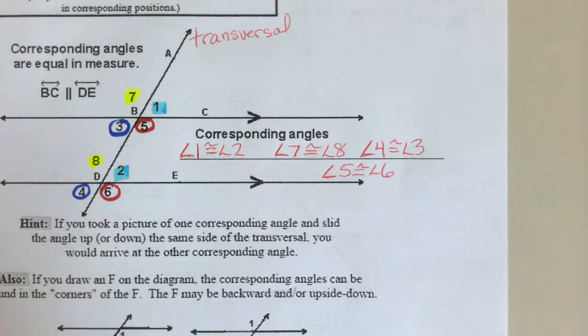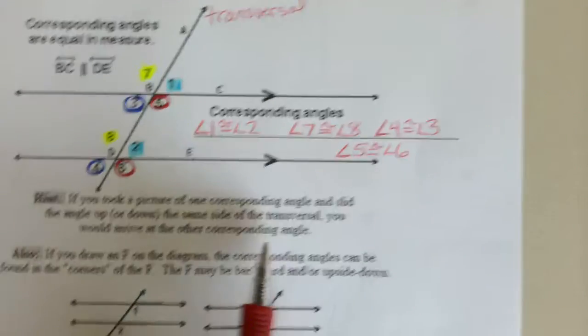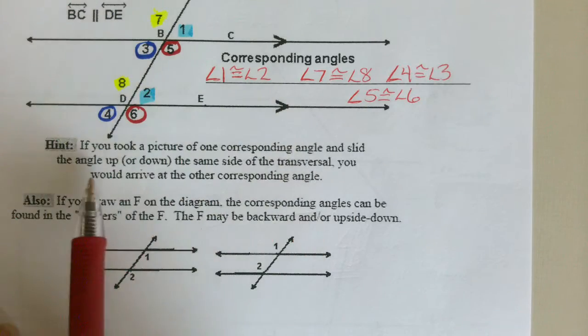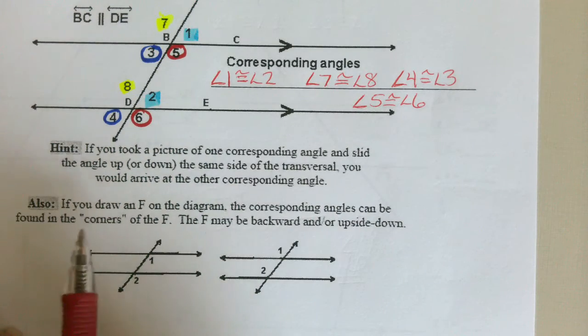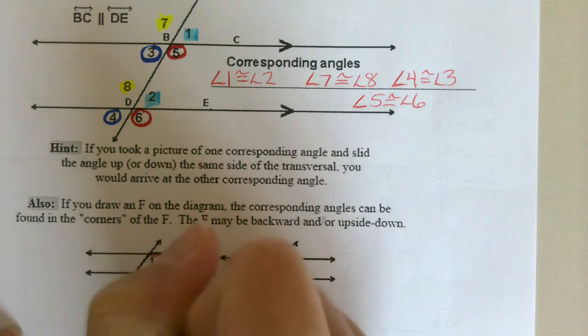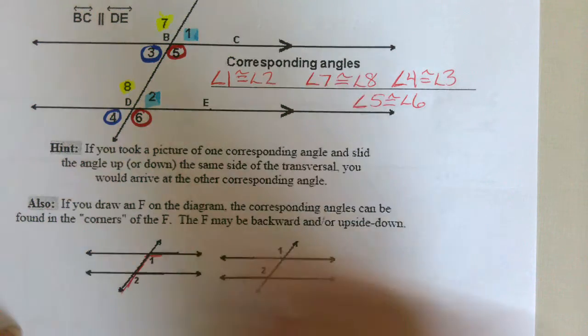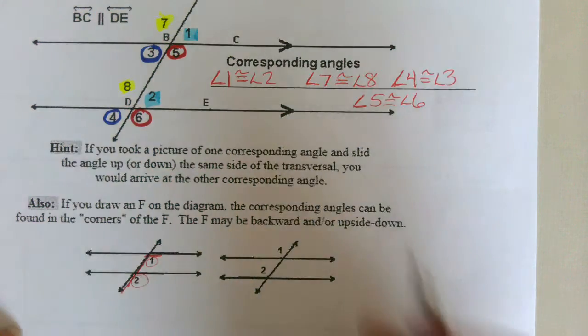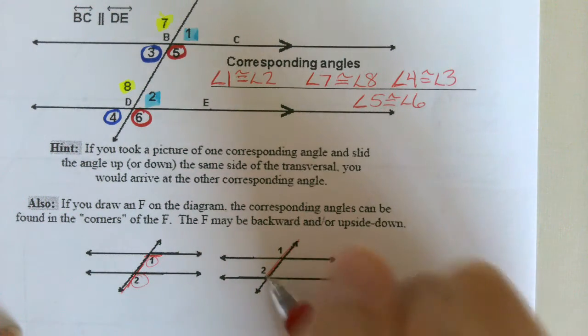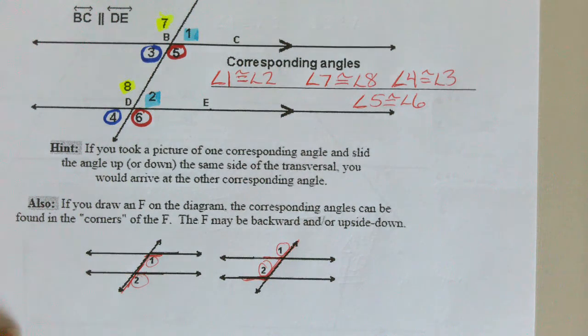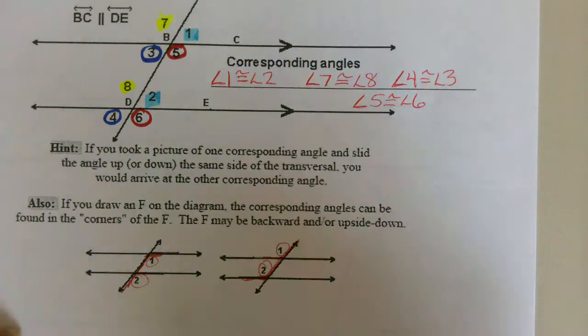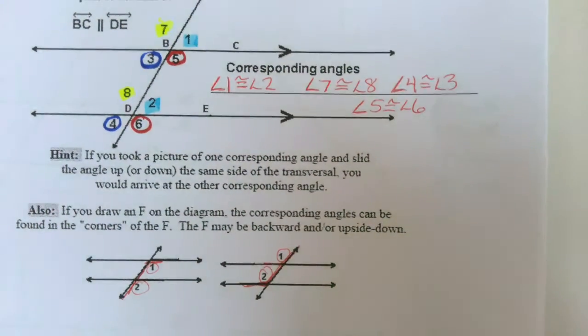Okay, so they have this hint for corresponding. It says if you look at a picture of one corresponding angle and slide it up or down the transversal, you'd be where the other one is. That's what I was talking about. Another hint is the letter F. I don't know how the letter F helps me correspond, but see how these are both in the crook of the F. And then if I write an upside down F, which again hurts my head, that lies in the crook. I just think knowing the relationship is pretty helpful.